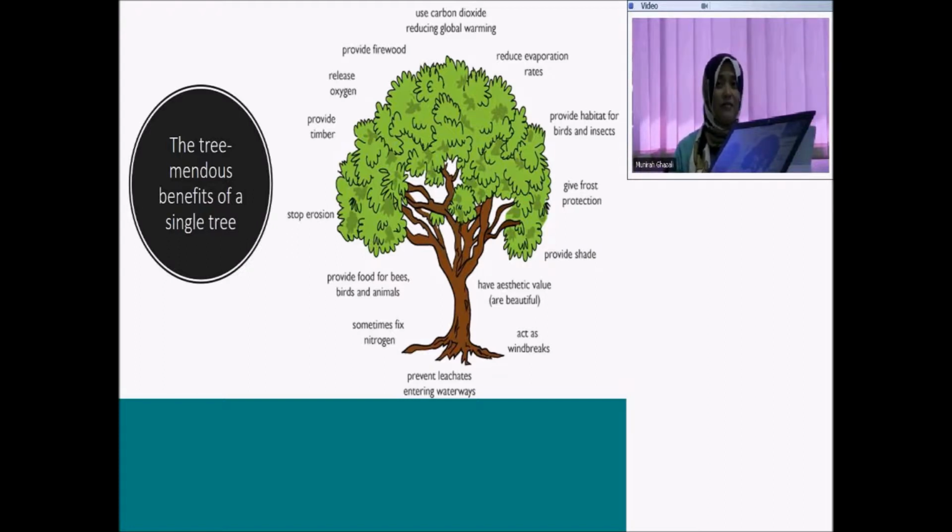And then it absorbs carbon dioxide. It reduces global warming. It provides habitat for animals and other plants. It provides shelter. It provides shade. On a very hot day, everyone runs for cover to look for trees. It provides food for other animals, stops erosion, protects the soil, and the list just goes on. It's just endless how valuable a single tree is. So imagine if you have a whole forest of trees, how much value they have, how important they are to us. And imagine also what happens if we lose all of these trees.